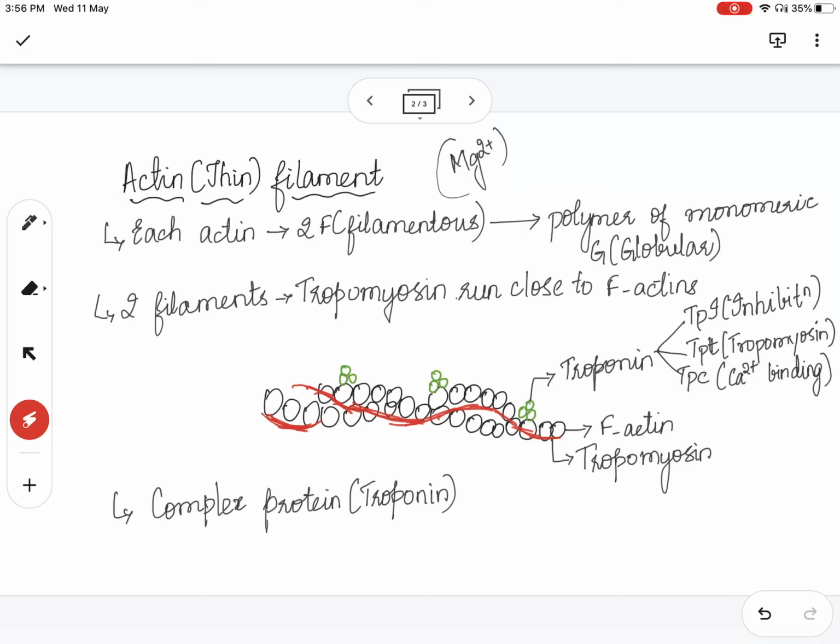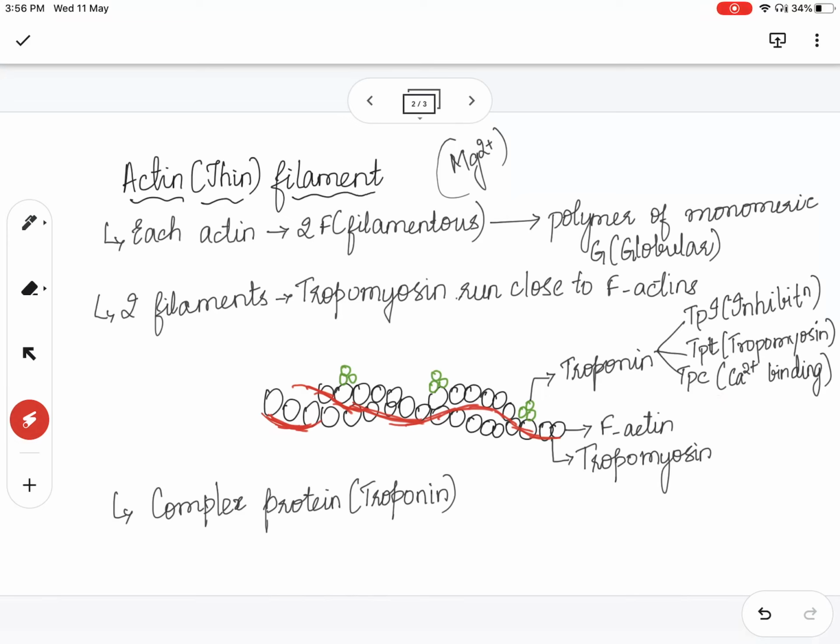TPI is nothing but what? It is an inhibitory site. It is going to inhibit the binding of actin and myosin filament. TPT is nothing but what? TP first of all stands for troponin. TC I'll be explaining. I hope you understood. T is nothing but what? Troponin is going to combine with this tropomyosin. Then TPC, troponin has got calcium ion binding to it.